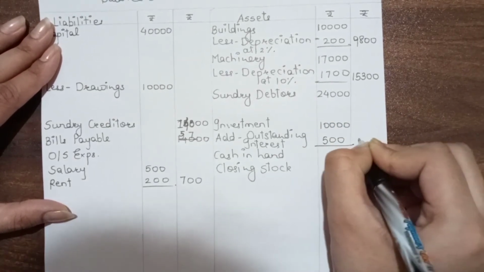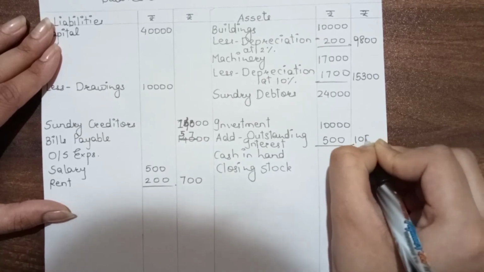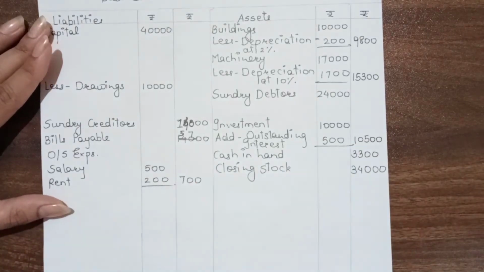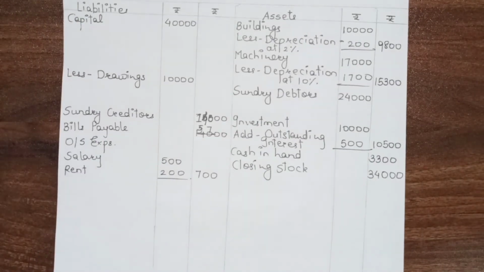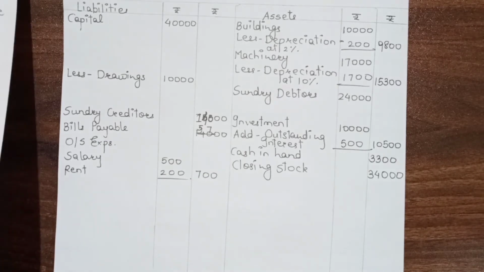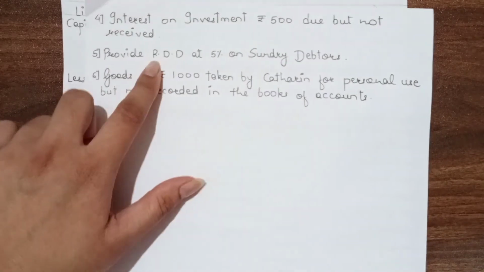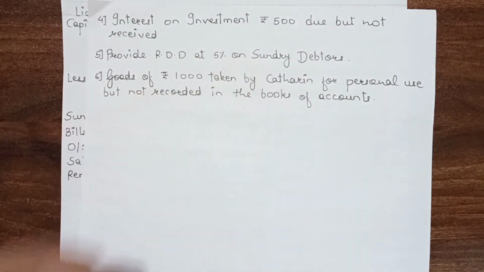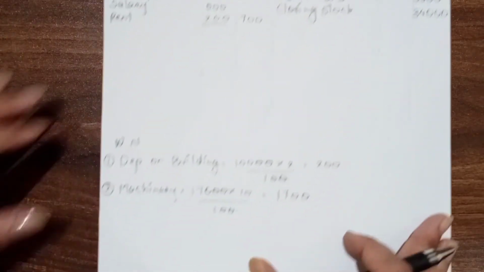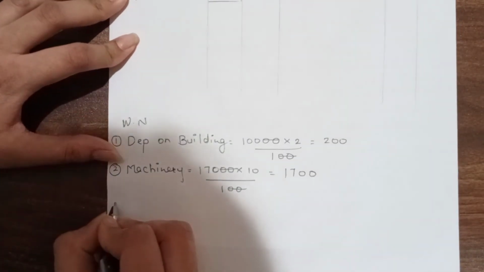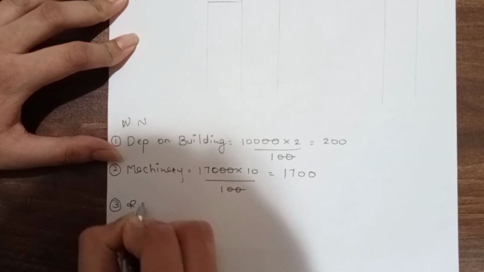So the final amount is 10,500. So we are done with this adjustment. Two effects are done. Provide RDD at 5% on sundry debtors. Now we have to calculate 5% on sundry debtors. So I will write here RDD.